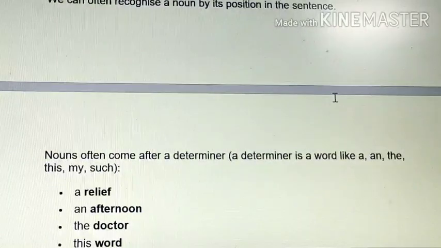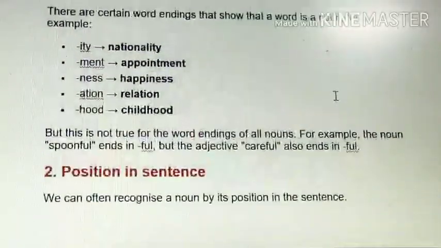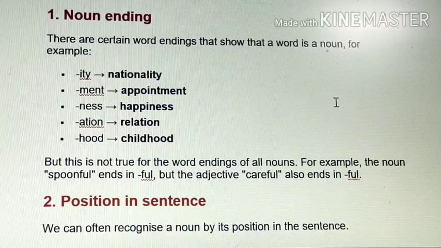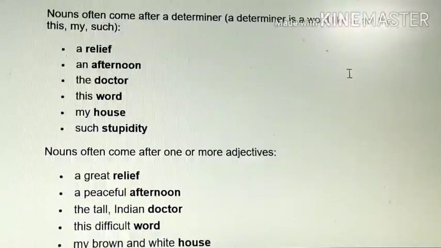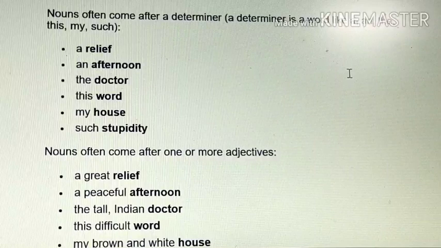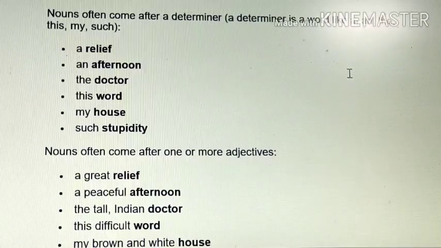Okay. Second thing I have written is position in a sentence. Position means we can often recognize a noun by its position in the proper sentence. Suppose, here is the example. These are the nouns. These nouns often come after a determiner. You know determiner? Determiner is a word that functions like adjectives to some extent. A, an, the, these, my, your, such. These are known as determiners.